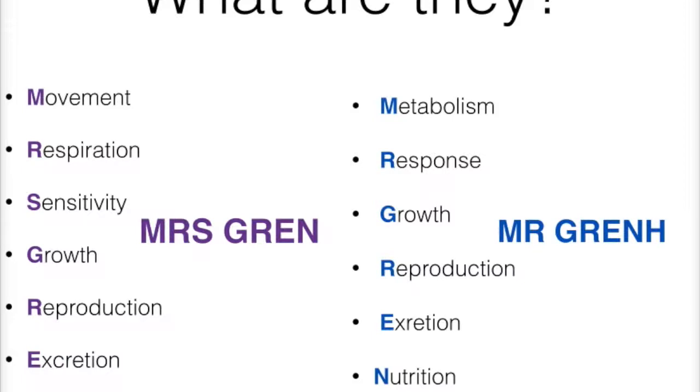So as we go to my next slide, what are these functions of life? Well, they're a little different if you think about it in terms of biology high level and IB, because the one you know from elementary school is called Mrs. Gren, which is movement, respiration, sensitivity, growth, reproduction, excretion, and nutrition. But the one in the book for the new syllabus in IB biology high level is a little different. It has metabolism, response, growth, reproduction, excretion, nutrition, and homeostasis.